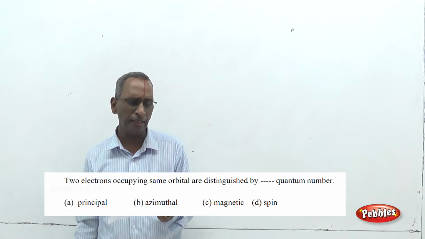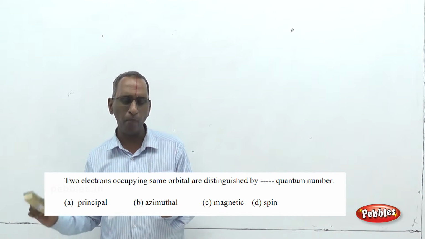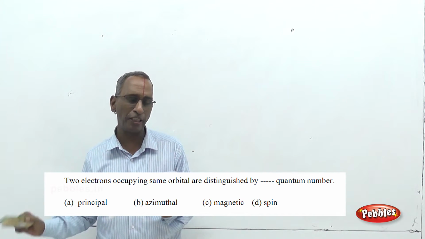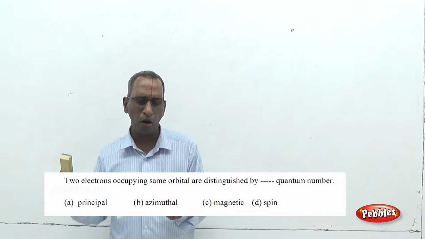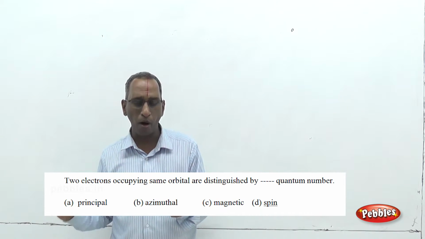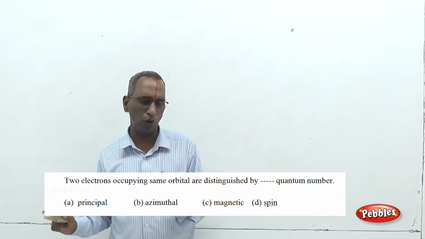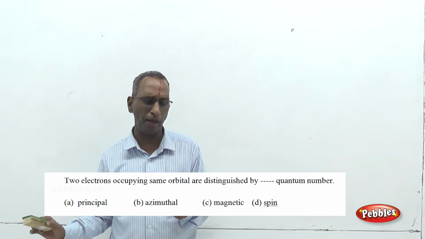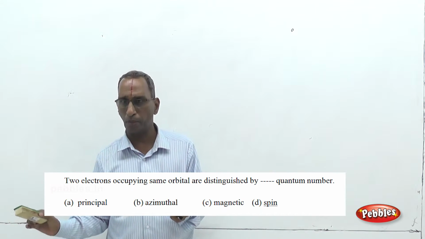The question reads, 2 electrons occupying the same orbital are distinguished by dash quantum number. In the dash they have given 4 choices: principal quantum number, azimuthal quantum number, magnetic quantum number, spin quantum number.